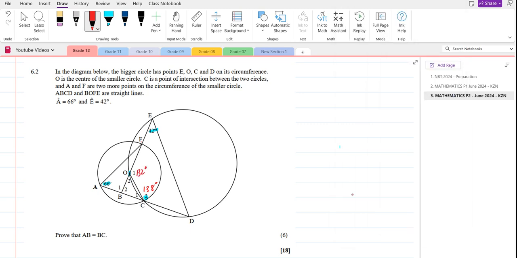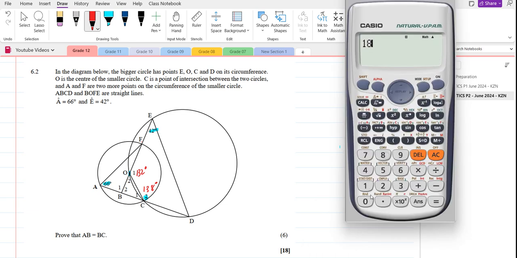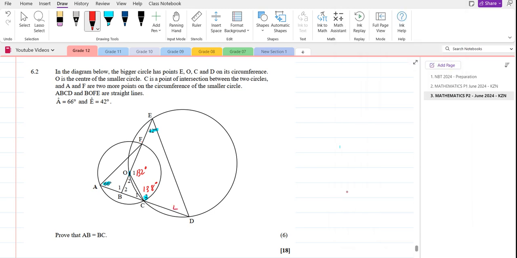Now because that's 132, you can find angle D. 180 minus 132 gives 48. So this is 48. And what other information can we take from here? We want to prove that AB is equal to BC. In other words, we want to prove that this angle is 90. If that angle is 90, then we have a line from center perpendicular to chord. See, 42 plus 48 is 90, and that becomes 90. So it's proved already just by using all this information.